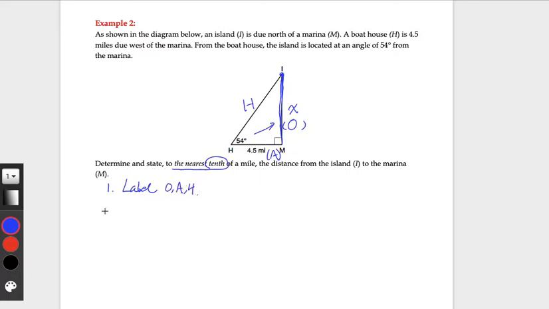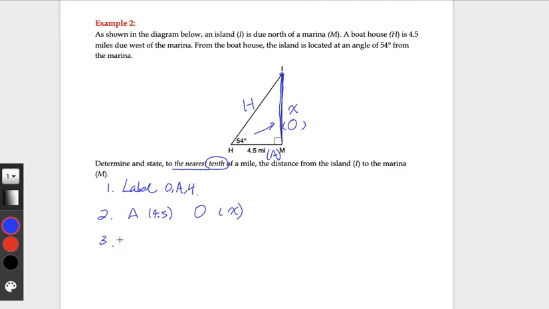So we label, and then next we are going to ask two questions to understand the situation. First, which side do we know? Which side is this given length? We know the adjacent, which is 4.5 miles. And the one we are looking for is actually the opposite, which is represented by X here. So it's OA, or you can say AO, doesn't matter.